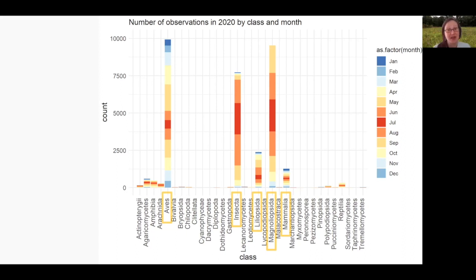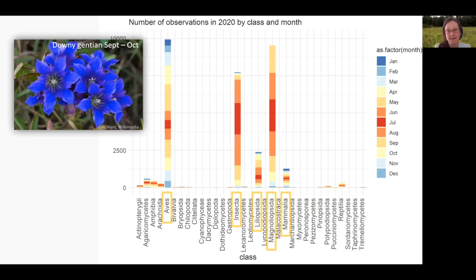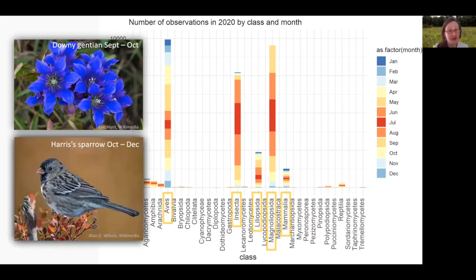Ones like these, my favorite fall bloomers, which are gentians. These are flowers, they're so beautiful, real low to the ground, and they only bloom in late September, October, and sometimes in November. So you have to be out there to see them. Another species that you might not see is the Harris's sparrow. They're a wintering species here in our Chicago region. And so 100% of our observations are October through December of these really cute birds. And the same is the case with other migratory species that might only be passing through our region in the spring or the fall.